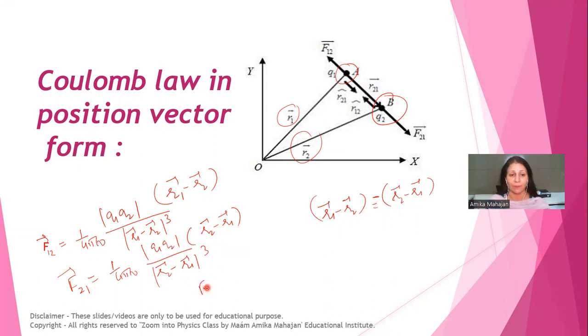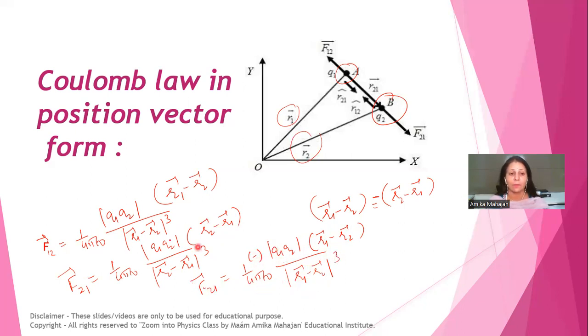Both are negative vectors. So F21 can be written as 1 by 4 pi epsilon naught Q1 Q2 upon R1 minus R2. I am replacing R1 by R2 and R2 by R1. In the denominator, there is no effect. Why is it so? Because it is an absolute value. Whether I take the R1 minus R2 absolute value or the R2 minus R1 absolute value, the result will be the same. But in the numerator, when I replace R2 by R1 and R1 by R2, then what do I have to take? I have to take the negative sign common. Only then this can be written, because these two vectors are equal and opposite. It is vector form, so I have to put a negative sign here.